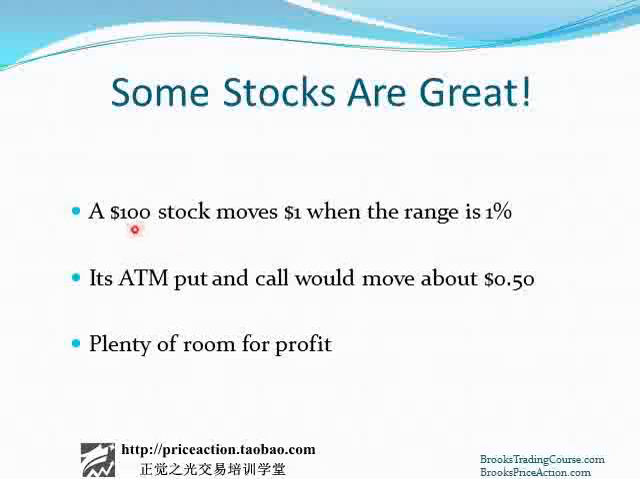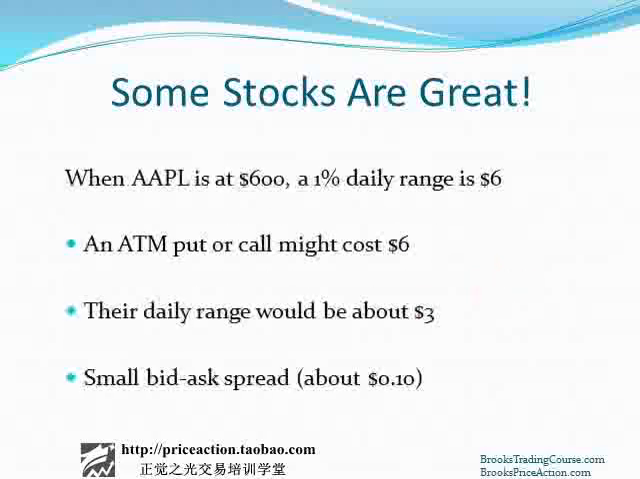Okay, let's take an example. A $100 stock moves $1 when the range is 1%. So if the average daily range is 1%, that's a $1 move, 1% of $100. The put and call would move about half that much, 50 cents. So that's plenty of room for profit.